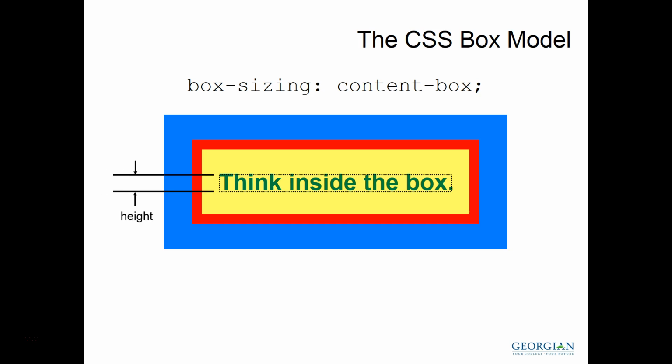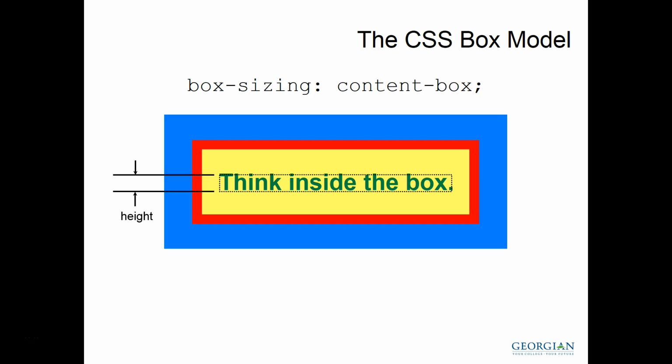So let's just say I set the height of this box to 25 pixels. That means I'm setting this to 25 pixels. That's a little bit unintuitive, right? Particularly if you come from a visual design background or a graphic design approach. I mean, you're like, I want the box to be 25 pixels, and that's what you get.